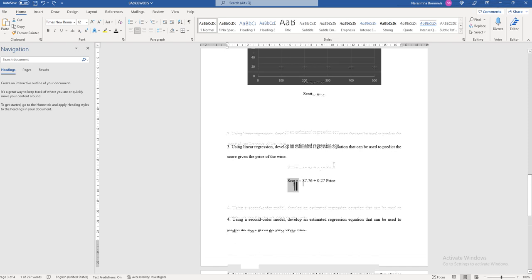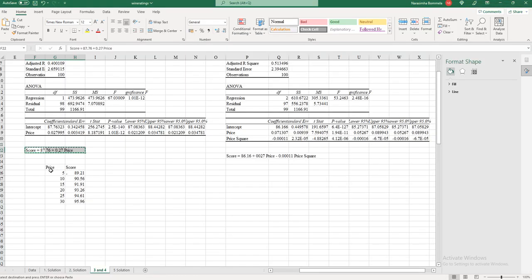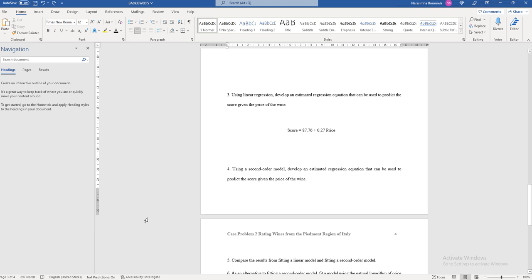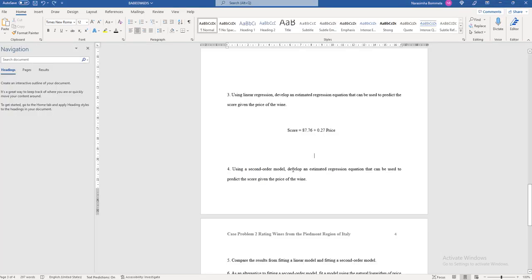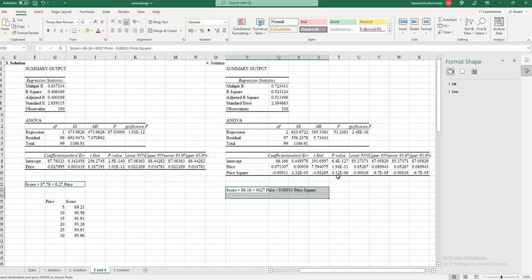Okay, so we can predict like this. When the value is 5, the score is like this. Okay, and you can establish some relationship between them also. Next one is, using the second order model, develop the estimated regression equation that can be used to predict the price. So here also we are supposed to create the second order model.